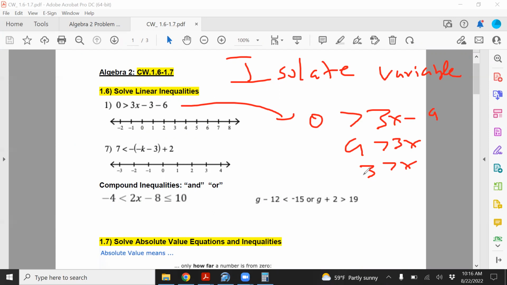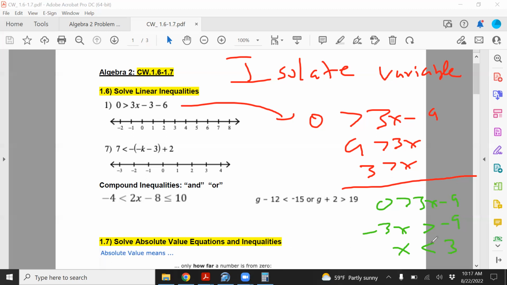Divide by 3. Now, if I decided to go about this another way, when I was at this point here, so you don't have to write this down if you don't want to, but if you wanted to do this, that's totally fine. If you want to move the 3x from right to left, it's a little more work. You can do it. When you divide by negative 3, what has to happen to the inequality when you divide by a negative? You guys remember? Yep.